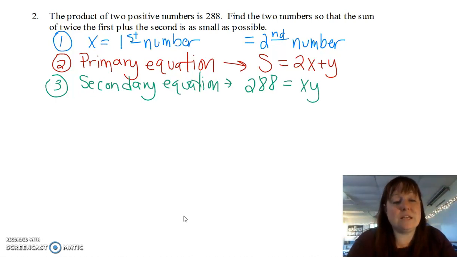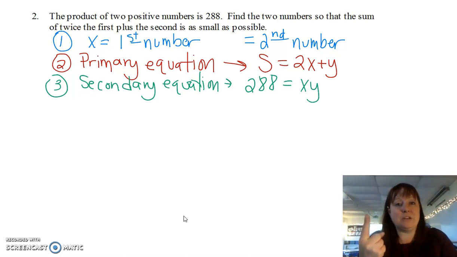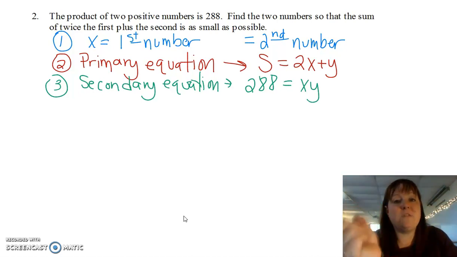And then I use the secondary equation. Remember, basically the short of optimization is: make two equations, plug one equation into the other, find the derivative and solve. That's a super simplified way of thinking about it, but that's basically what we're doing. Make two equations, plug one into the other, find the derivative and solve. Okay, so we've made two equations. Now we need to plug one of them into the other.